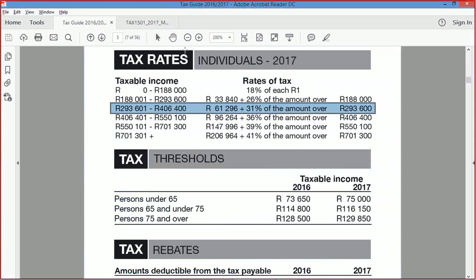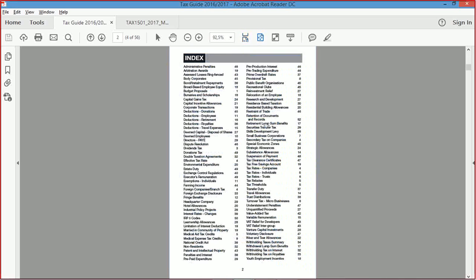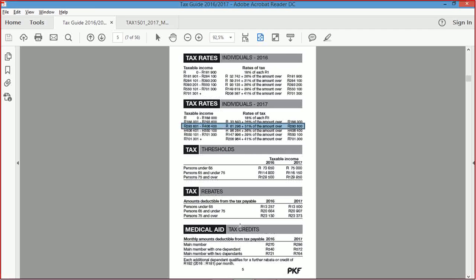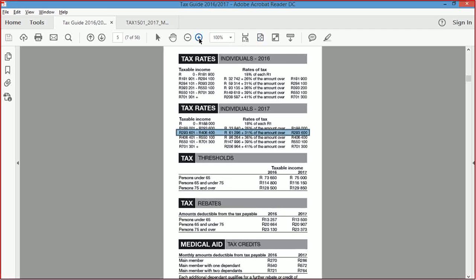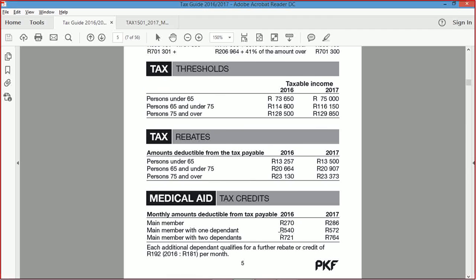Okay, so now I need that list again. What page was that on now? Okay, medical aid, page 5. Medical aid tax credits. There it is. Okay, well that's the one. That's the monthly. Okay, that's fine. 2017 was 286 for the member, then the dependent, member with 1 dependent, and then main member with 2 dependents. Okay, I don't like the way they've written it here.